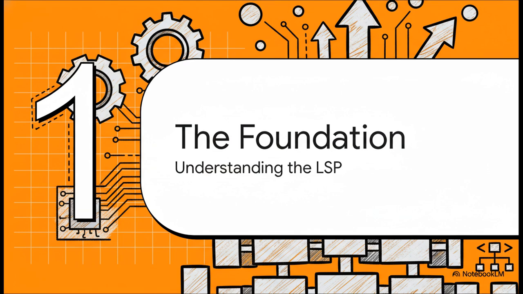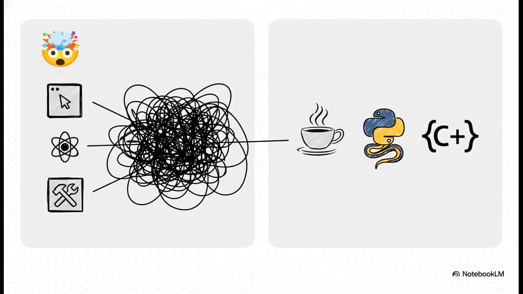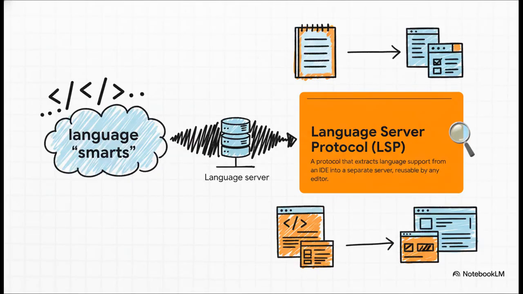Well, it all starts with a really clever piece of foundational tech called the Language Server Protocol, or LSP for short. See, back in the day, if you had M different code editors and you wanted them to support N different programming languages, you had a huge problem. You had to write M times N plugins. It was just an absolute nightmare of duplicated effort.